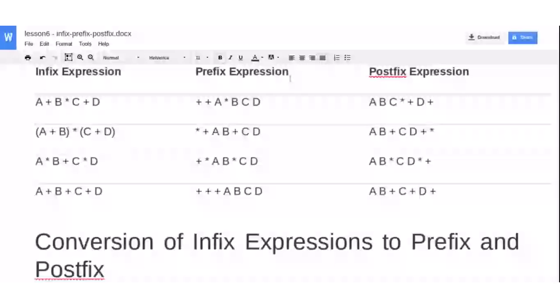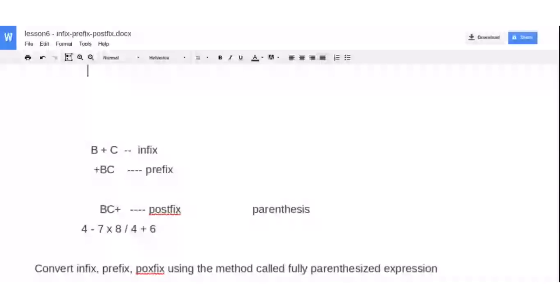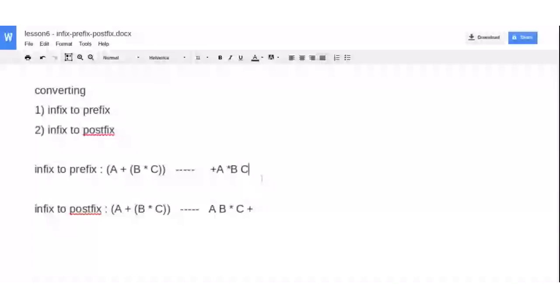Okay, so let's go back there. So here we are. If you look at the conversion of infix to postfix.